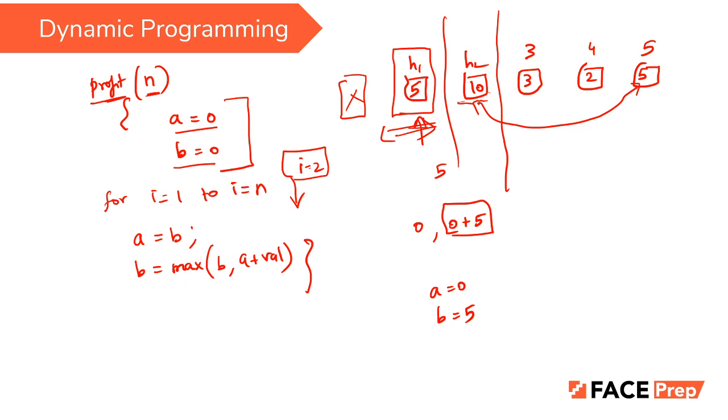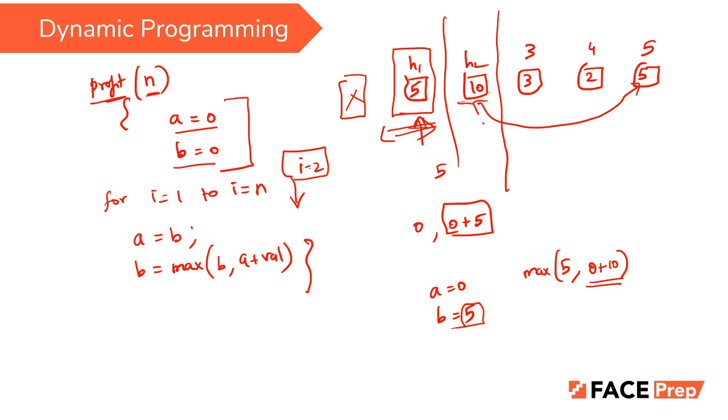If I have only two houses, how will I decide, hey, should I rob this house or should I rob this house, right? So b is equal to 5, so I need to calculate the maximum of 5 and a plus value, so 0 plus 10, right? So naturally I need to rob this house, right?